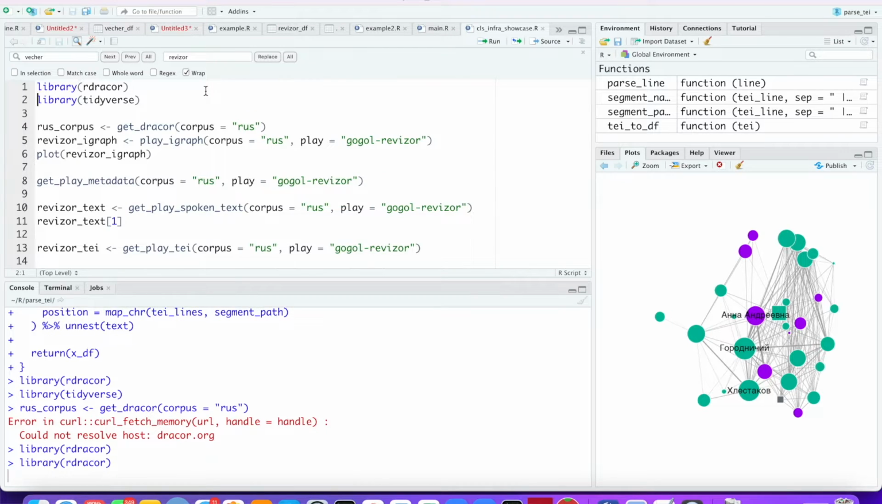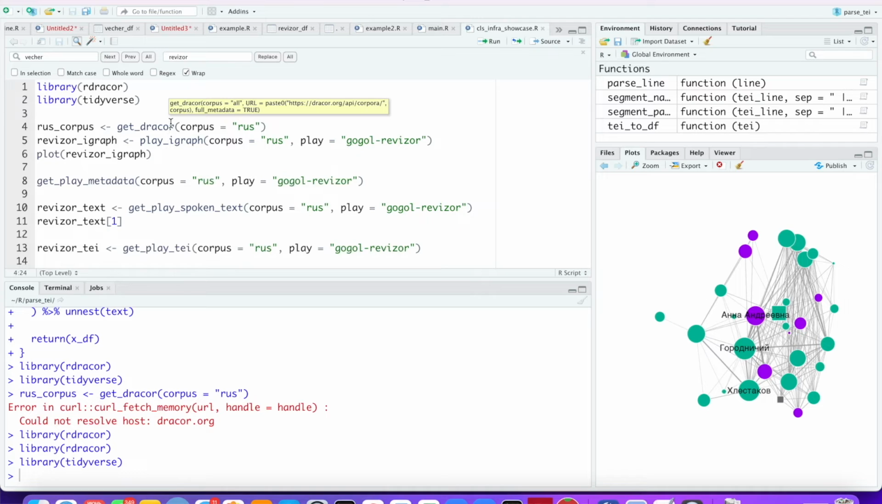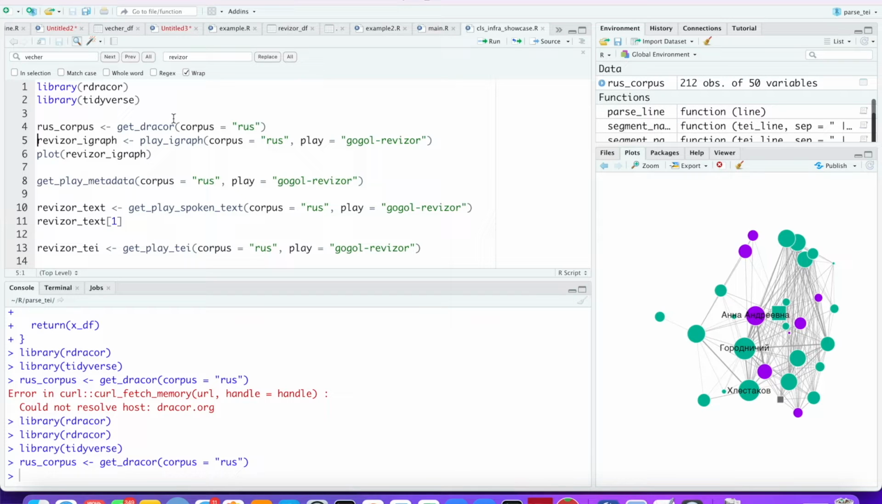Let me show what you can do with the Drakor package. So first you need to load this package. Also I want to use tidyverse for easy data processing. And now let's use some functions from our Drakor package. For example, with getDrakor, you can get metadata for every play in the corpus. Let's have a look at what we get.